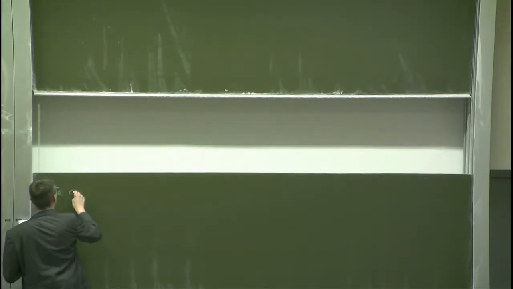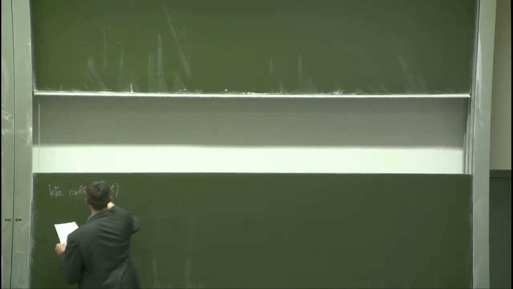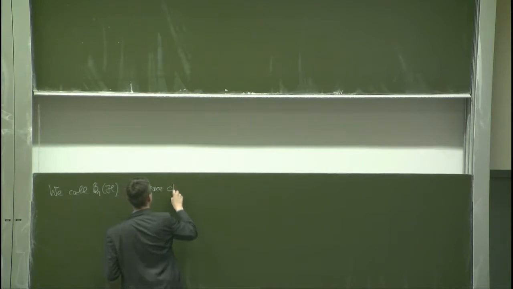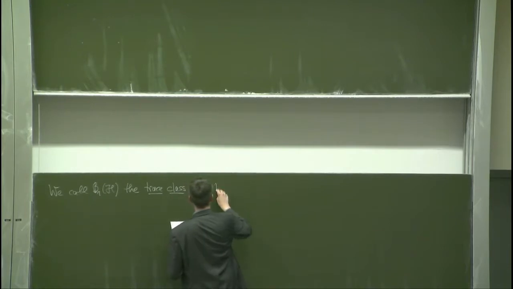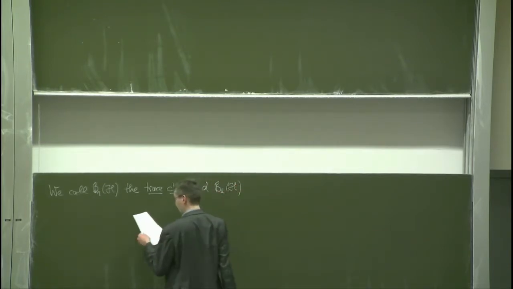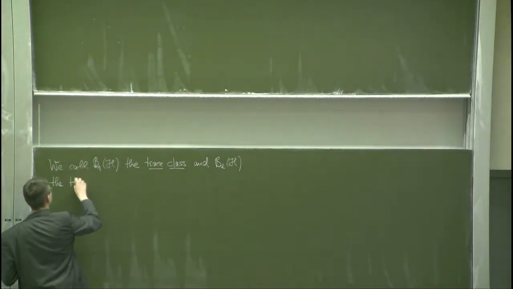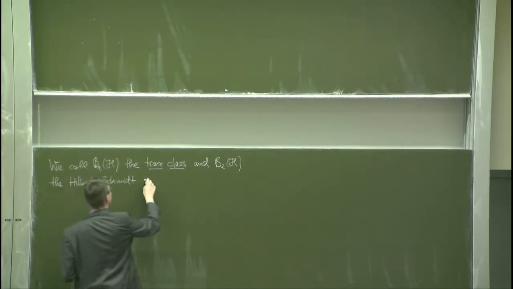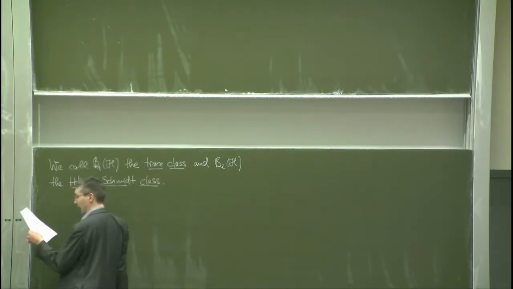Furthermore, I would like to add here, we call the class B1 of H the trace class, and we call B2 of H the so-called Hilbert-Schmidt class. These two cases are important to keep in mind.